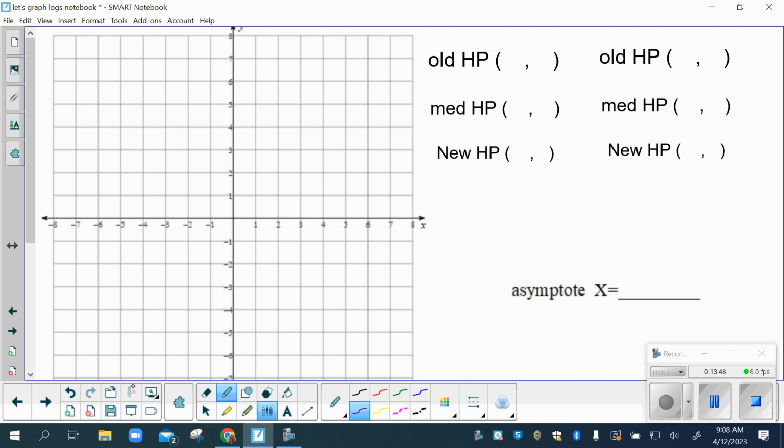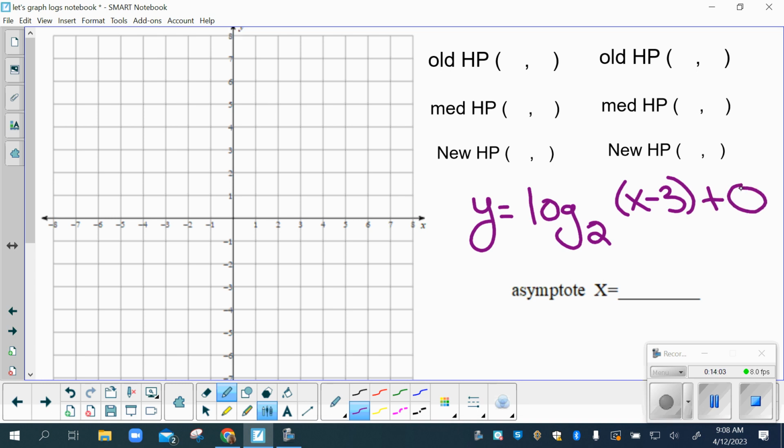So, the one we're trying right now is this. Y equals log 2, and let's go x minus 3 plus 0. Let's try that. Okay, so what you're going to do, you're going to start off with this guy. That's your home base. Then you're going to flip him over. And then you're going to hop him over 3 jumps. But I think he actually hops this way. Okay? Like a little bunny hop.